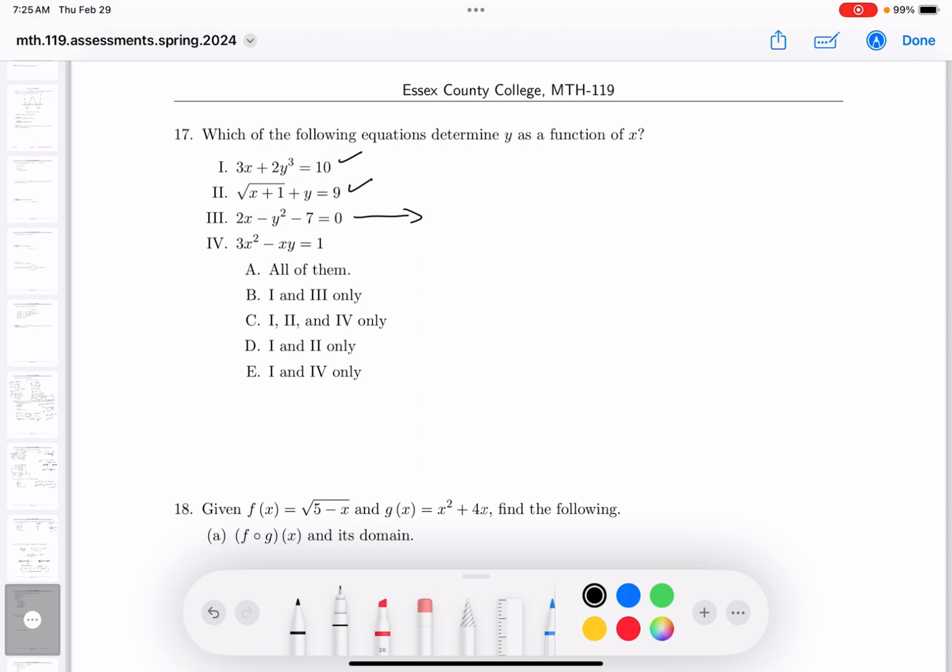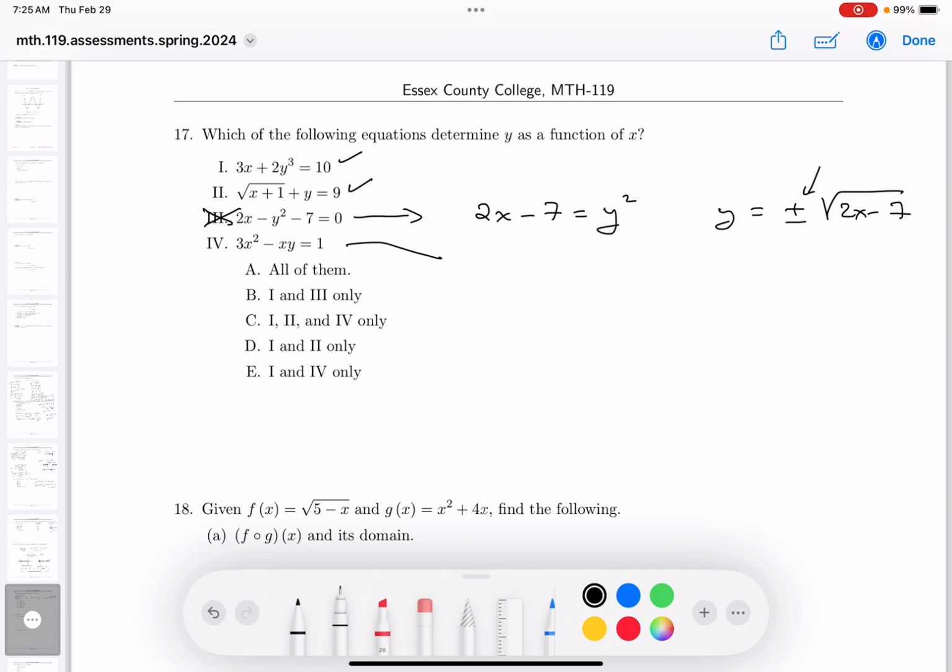Unfortunately, this one over here, if I try to solve for y, you would get 2x minus 7 equals, and when I say solve for y, I mean uniquely solve for y, that would be y squared. If you did that, y would equal plus or minus. This is not unique. All right, there's two different answers. So this one's out of the question, right?